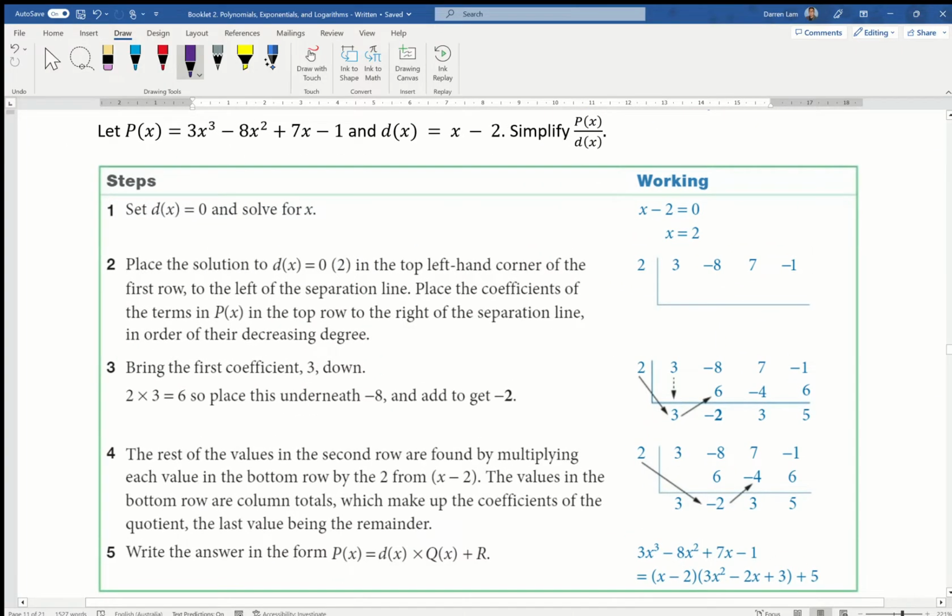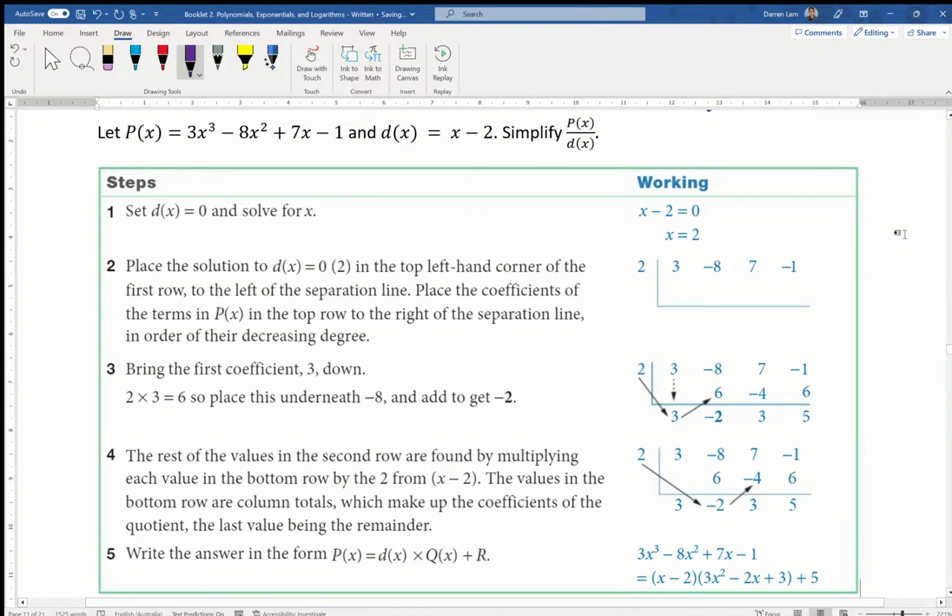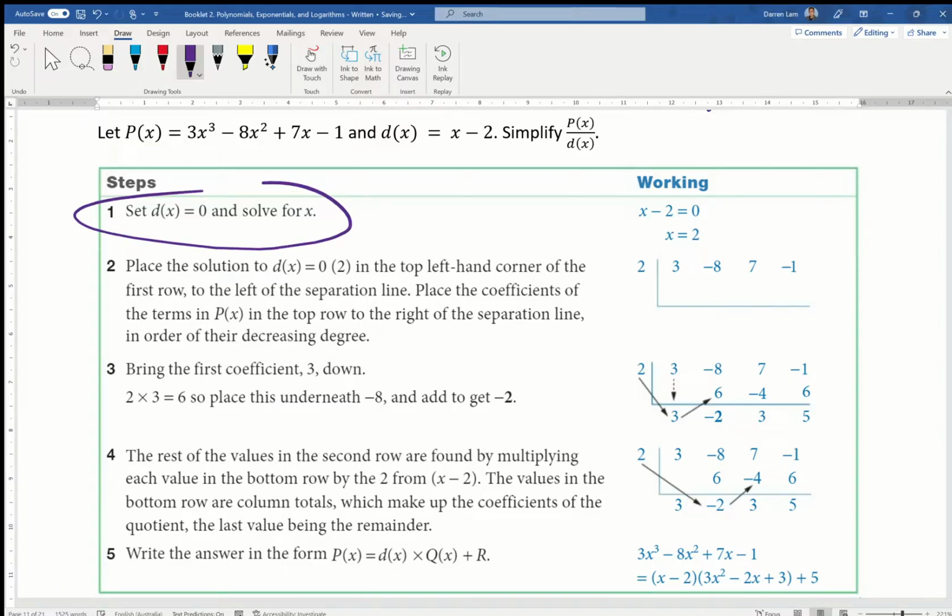Okay, so let's let p of x equal to 3x cubed minus 8x squared plus 7x minus 1 and d of x equals to x minus 2. We're simplifying. Again, note it's a linear equation that we're dividing by. The divisor is linear, therefore this applies. So what we're going to do is the same thing that we look at for factor and remainder theorem. Let it equal 0, solve for x, you end up with x equals to 2, and you essentially write 2 on the left-hand side. You write whatever they would equal to on the left-hand side.